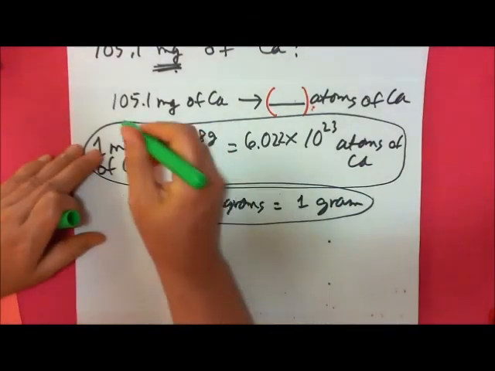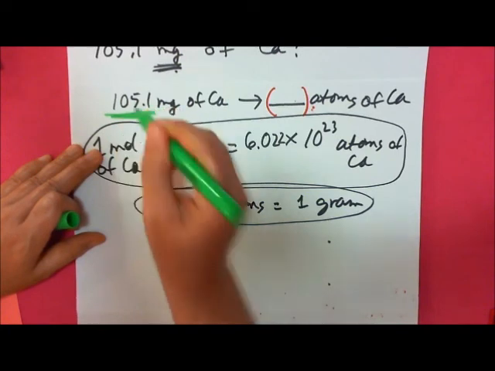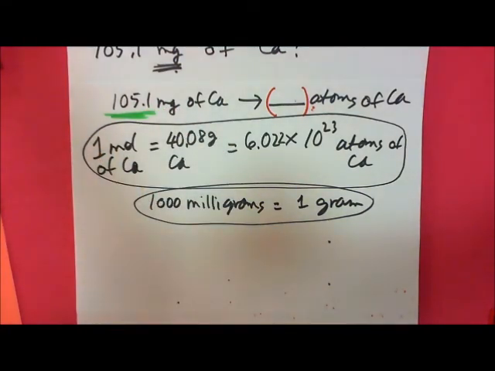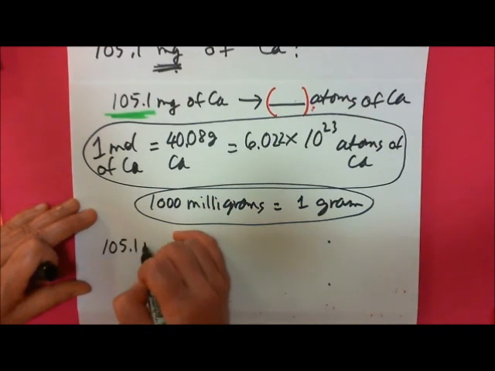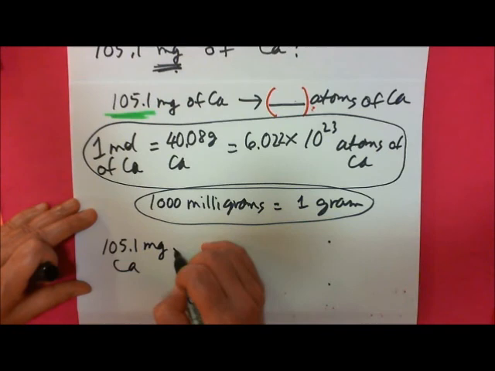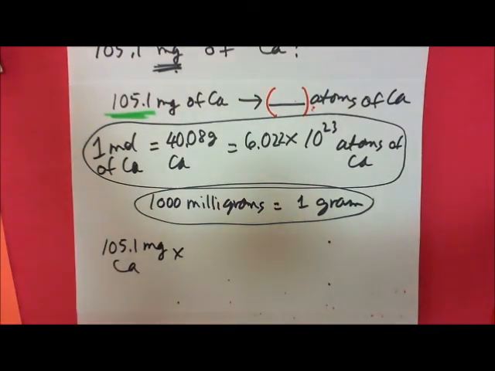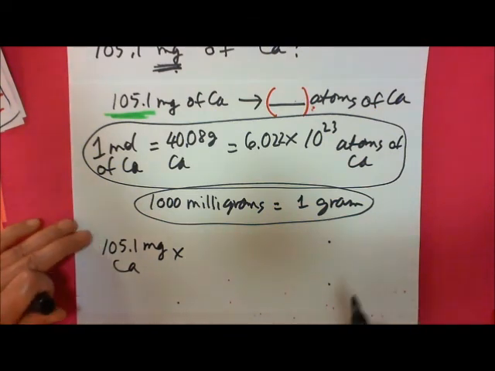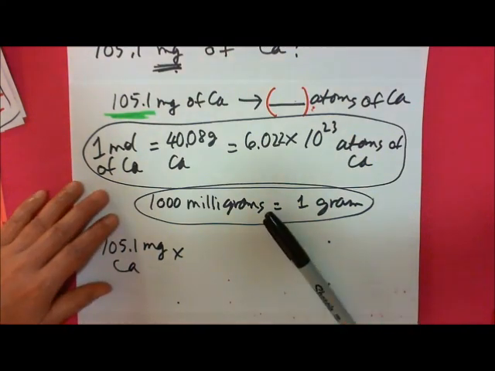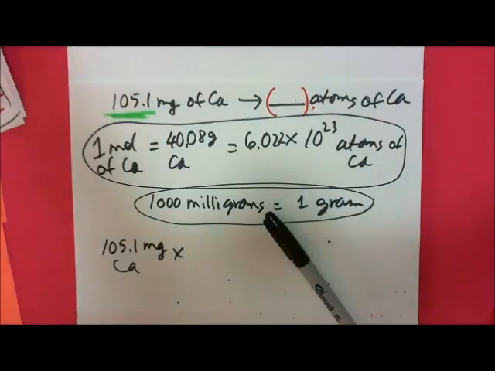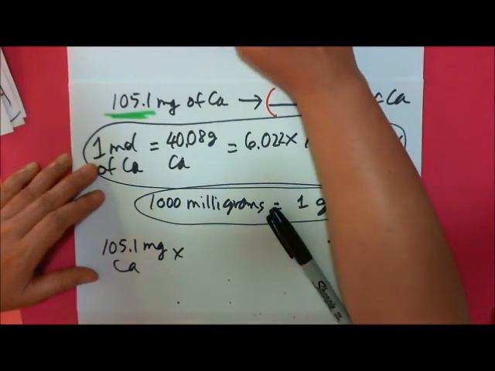Okay, so we're going to start out with the number that we have. The number that we are given is 105.1 milligrams of calcium, so I'm going to go ahead and write that down. And now we are going to use the other numbers that we know. I'm going to stop at this point because I don't want to have you run into difficulty uploading the video. So I'm going to stop and then I'll continue.